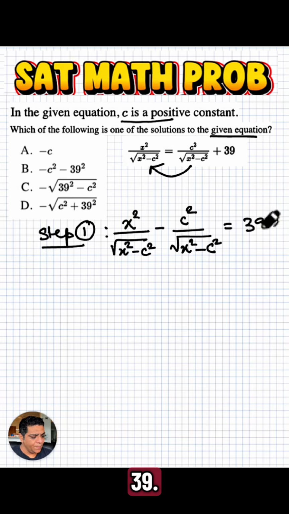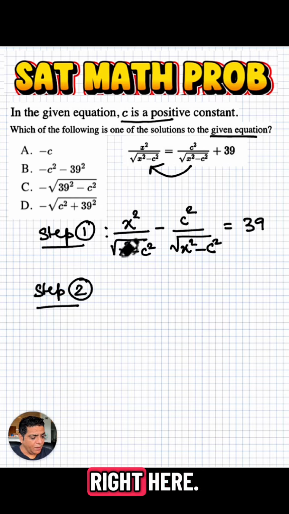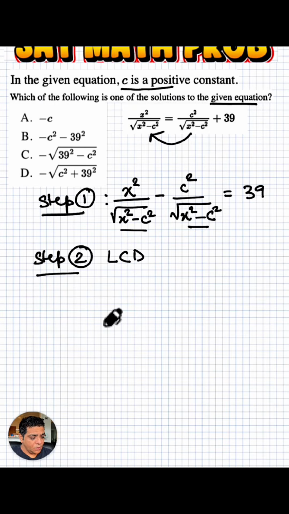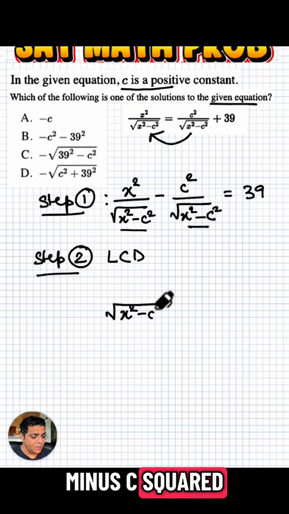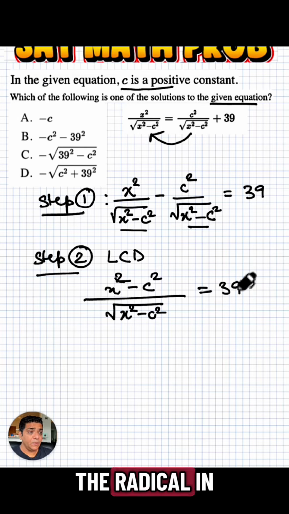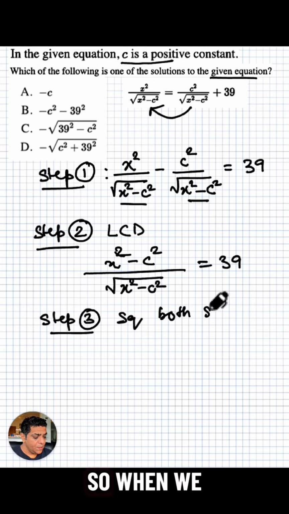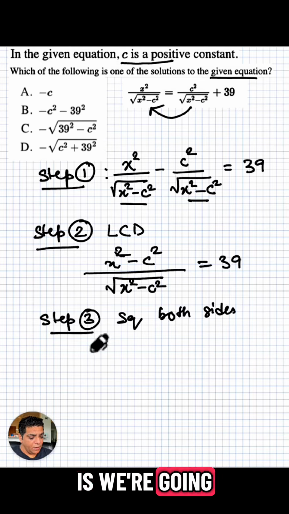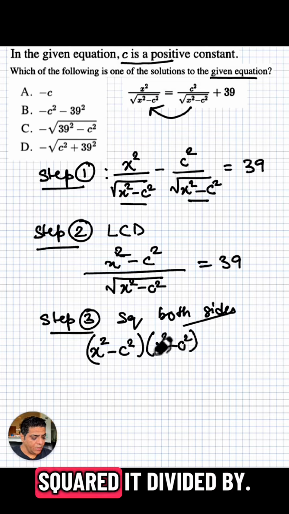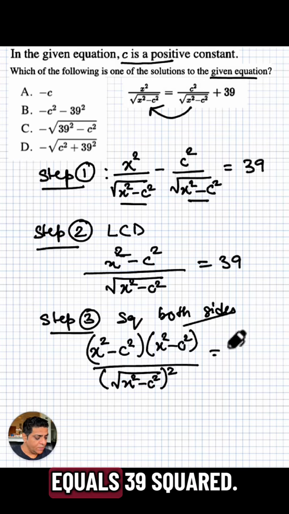That equals 39. Now we're going to take the LCD, and we already have a least common denominator right here. So in the denominator we have the square root of x squared minus c squared, and the numerator is x squared minus c squared. That's equal to 39. Now I want to get rid of the radical in the denominator, so I'm going to square both sides. We get x squared minus c squared, whole squared, which is also x squared minus c squared times x squared minus c squared, divided by x squared minus c squared, since the radical disappears when squared, which equals 39 squared.